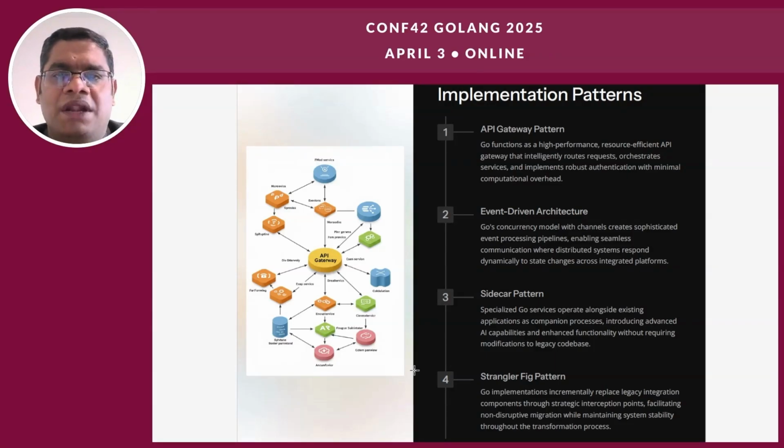Every pattern has its own advantages based on our enterprise application integration's current approach and the best Golang architecture. We will find out which one is going to be useful while implementing this.